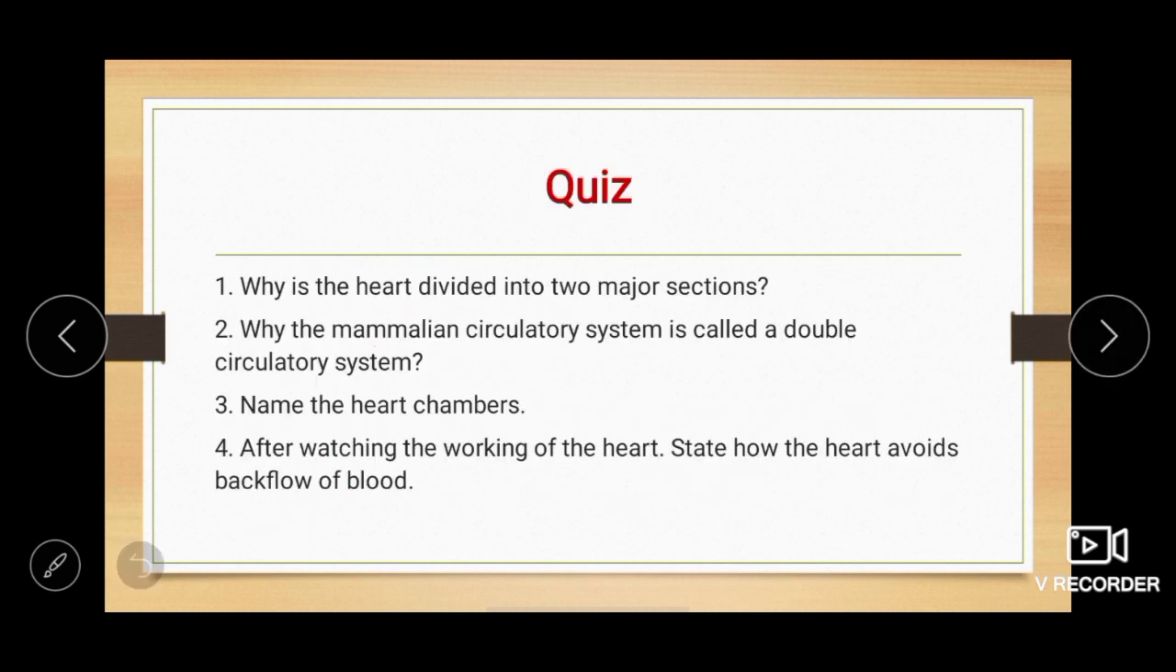You are requested to write these questions and answer them in your notebooks. Why is the heart divided into 2 major sections? Why is the mammalian circulatory system called a double circulatory system? Name the heart chambers. After watching the working of the heart, state how the heart avoids backflow of blood.